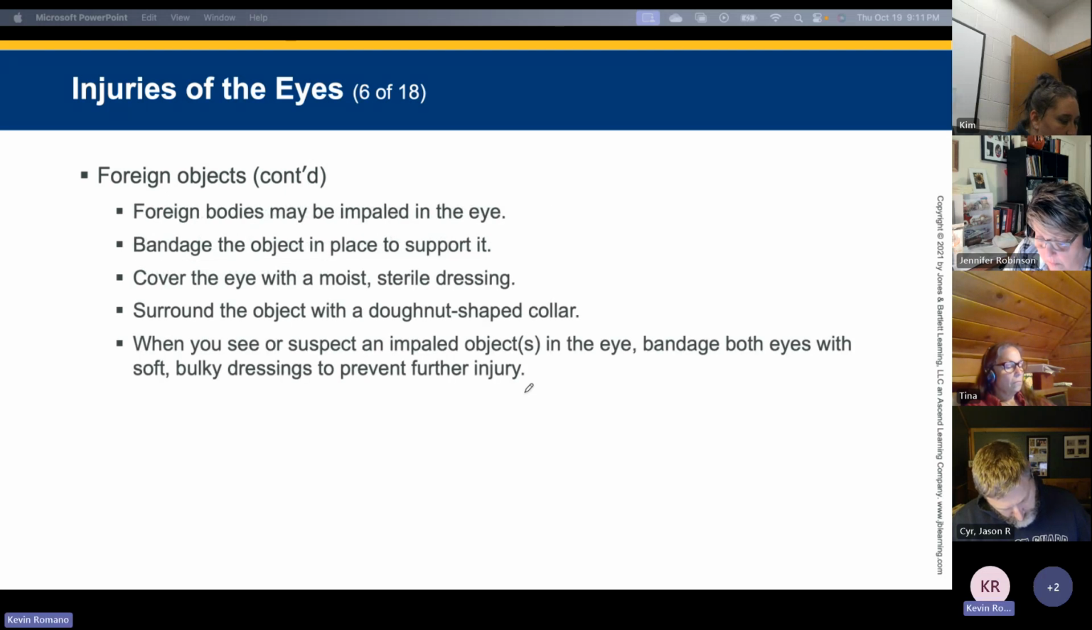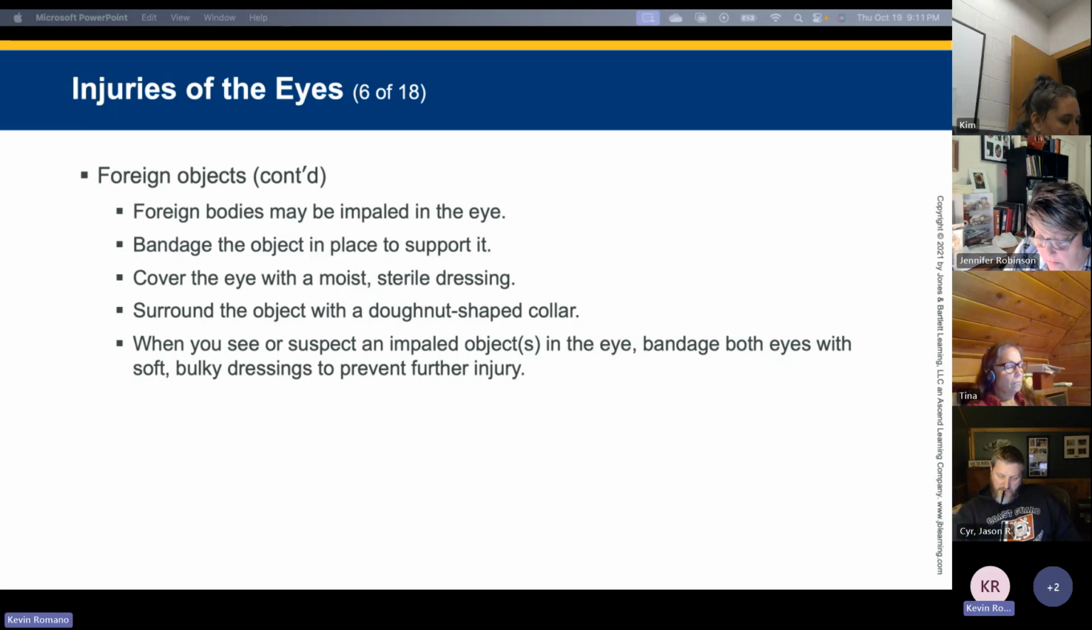Foreign bodies may be impaled in the eye. Like I said, I had a person that got a taser probe right through the pupil. So when he looked around, the probe moved. It was really creepy. And he wouldn't let me put a cup over it. We had to do a transfer to Maine Med out of Sanford for that.